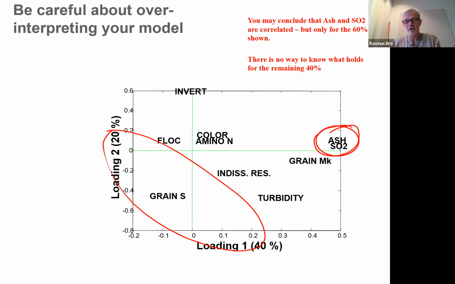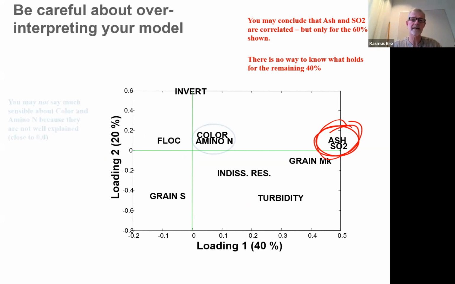Because imagine you're looking at components 7 and 8, which are explaining 4% of the data. It has no repercussion for the raw data. So being close like this in components 7 and 8 means nothing with respect to how these data are correlated in the raw data. So keep that in mind when you're interpreting.